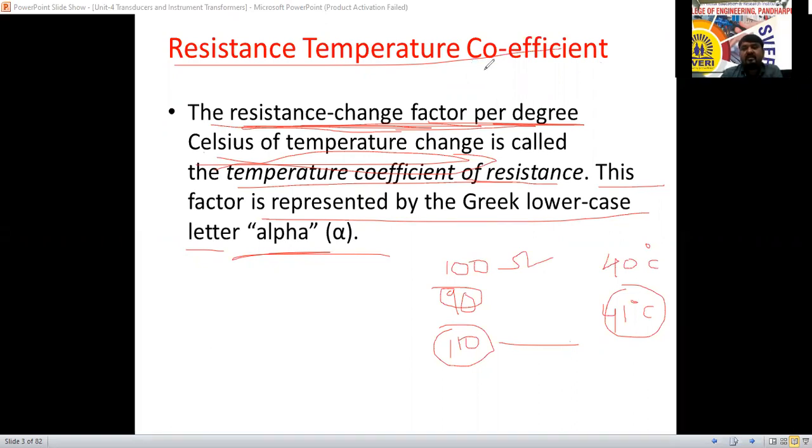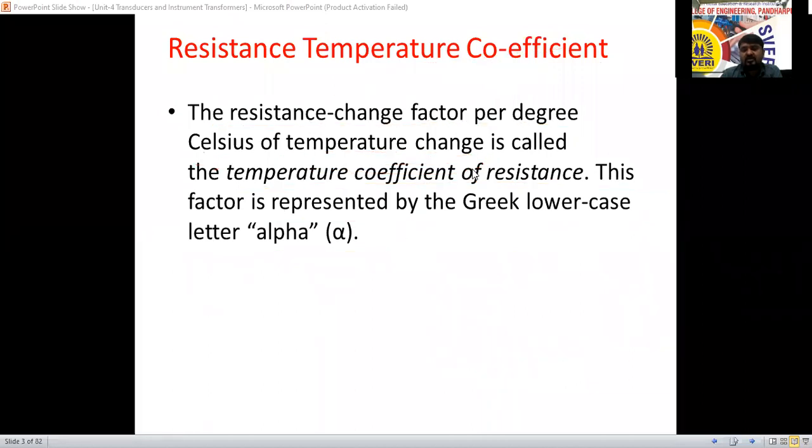So this is just the definition for the resistance temperature coefficient. A 1 mark question may come, where they will give this definition, and you have to choose the correct answer among RTC, RTD, RVDT, LVDT.